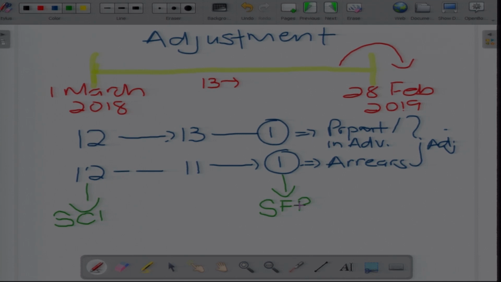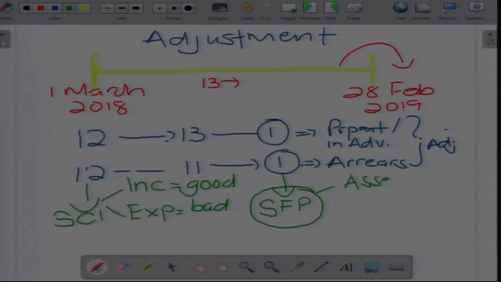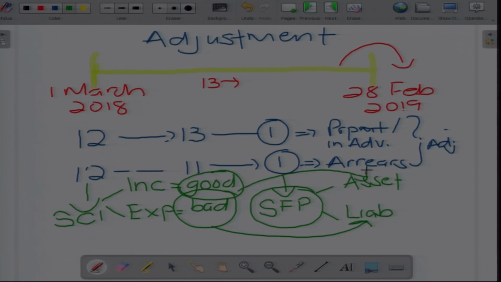It now becomes either an asset or liability, because remember what I said previously, an income is good, an expense is bad. But we cannot take an expense and income into our next financial year. But we can take a statement of financial position element into our financial year, which is an asset or a liability. So the bad expense will now become a liability. The good income will now become an asset, and that's why it's in the statement of financial position.